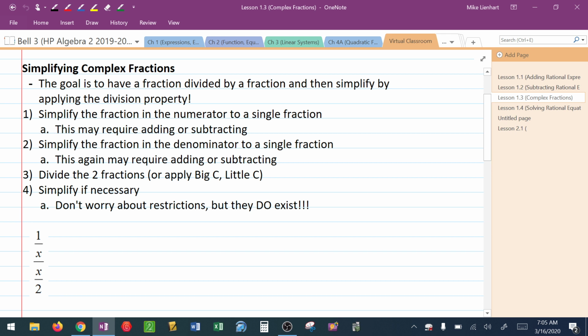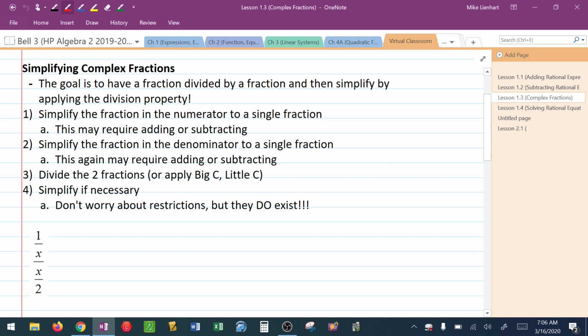So the steps are very simply this. We're going to simplify the fractions in the numerator to a single fraction. We're going to simplify the fraction in the denominator to a single fraction. Then we're going to divide the two fractions. You can either use the division algorithm that says change the division to multiplication, flip the second fraction, then multiply.